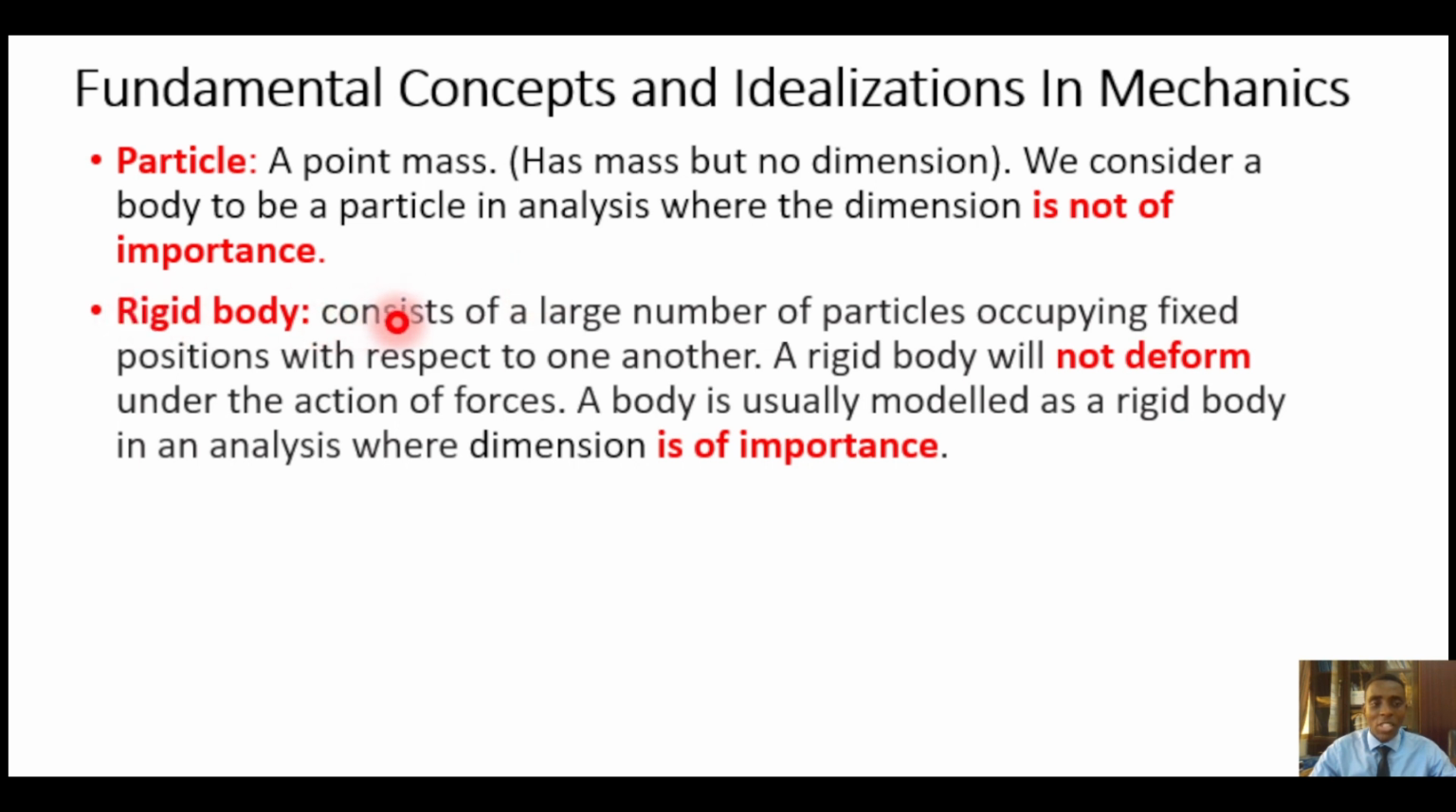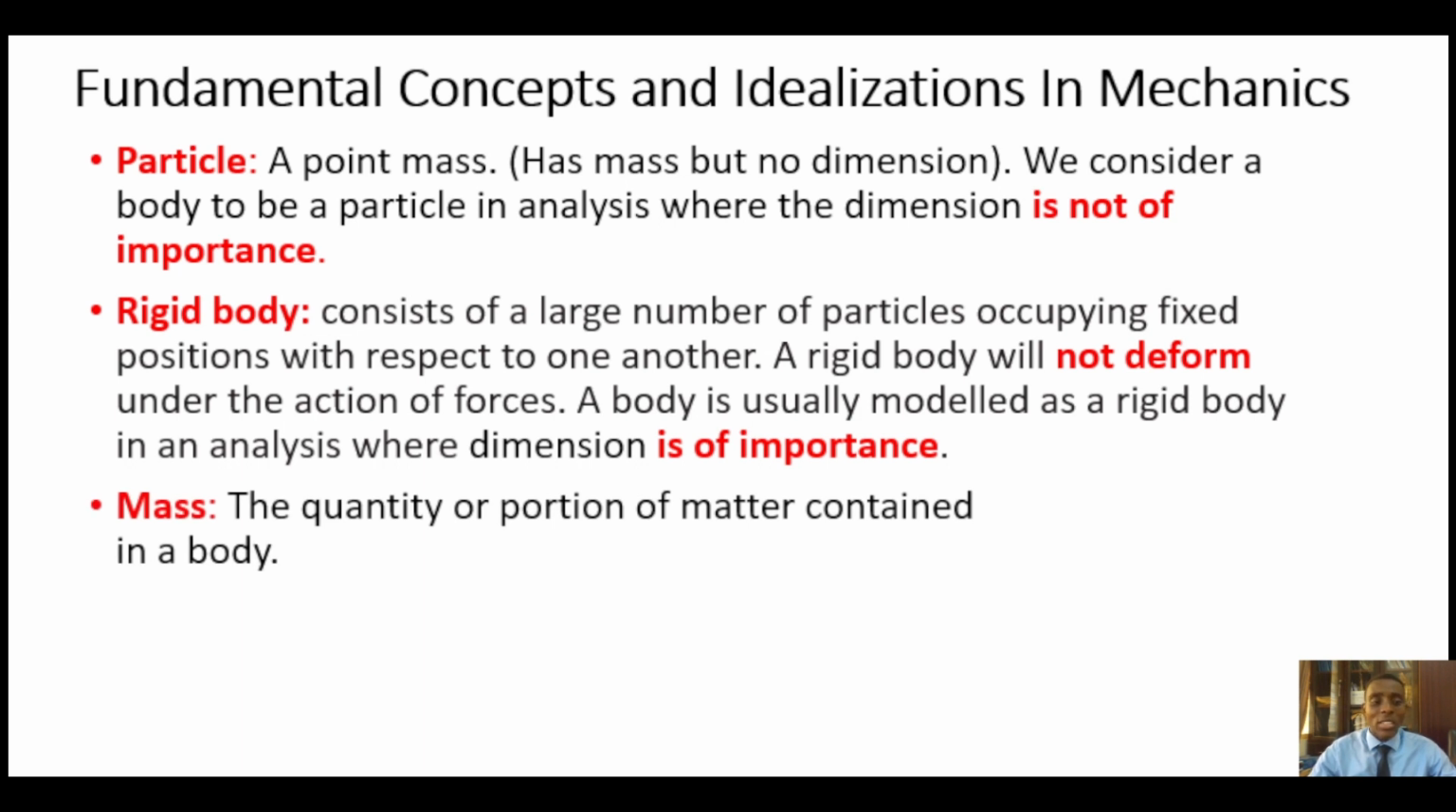Now when I have several of these particles, I get a rigid body. So a rigid body consists of a large number of particles occupying fixed positions with respect to one another. And what we are saying is that a rigid body will never deform under the action of forces. So before application of a force, after application of the force, the distance remains the same. And then a body is usually modeled as a rigid body in analysis where the dimension becomes important to us. Alright.